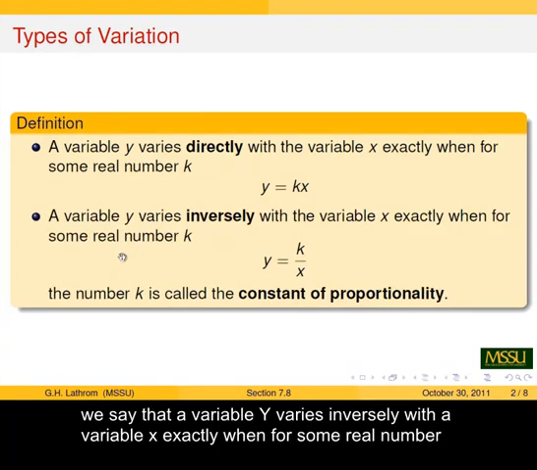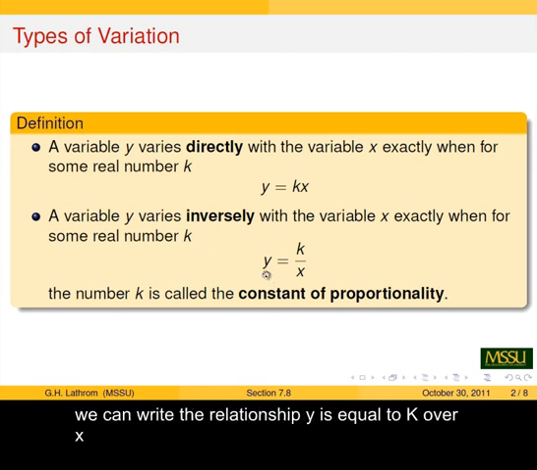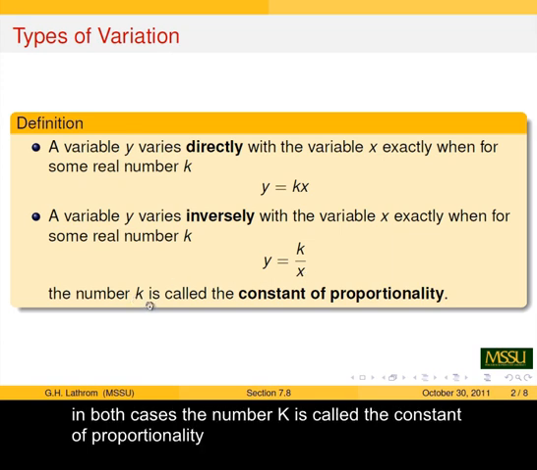We say that a variable y varies inversely with the variable x exactly when, for some real number k, we can write the relationship y is equal to k over x. In both cases, the number k is called the constant of proportionality.